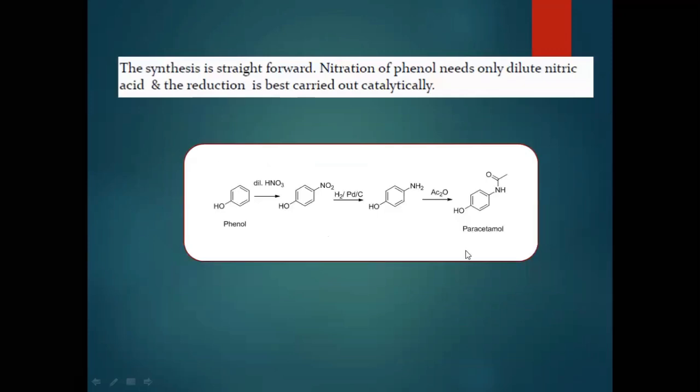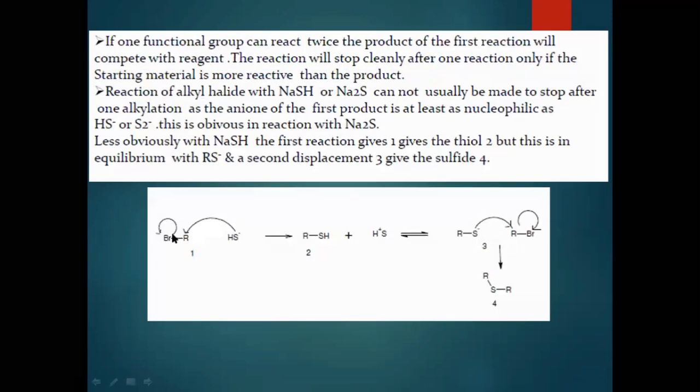So the synthetic route available to get the paracetamol is you need to start with the phenol, then dilute HNO3, that is the nitrating mixture, you need to use it. Then you will get the 4-nitrophenol. Then the second step is H2/Pd-C, that is hydrogenation. So NO2 will be reduced to the NH2, then followed by acetic anhydride. So if you use acetic anhydride, of course NH2 is highly reactive over the OH, then you will get the paracetamol.